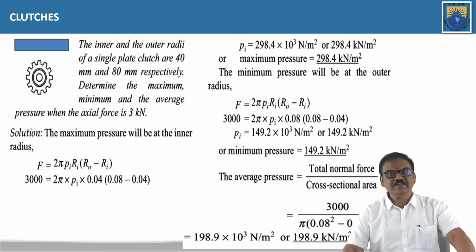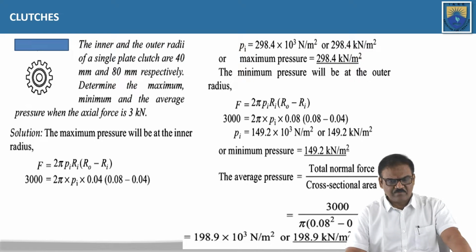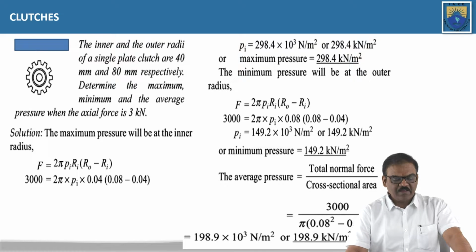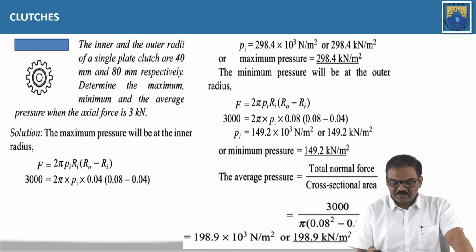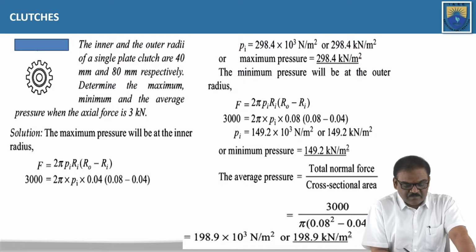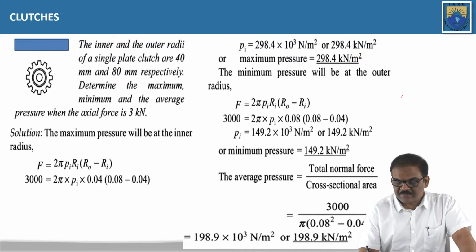Then, based on the understanding we have got, we will attempt a problem. The inner and outer radii of a single plate clutch are 40 millimeters and 80 millimeters respectively. Derive the maximum, minimum and average pressure when the axial force is 3 kilonewtons. For that, the diagram is expected to be like this.